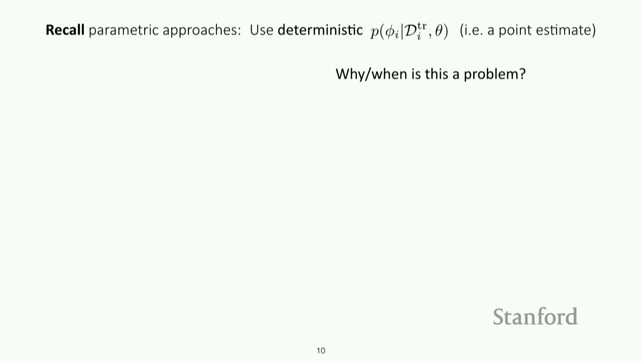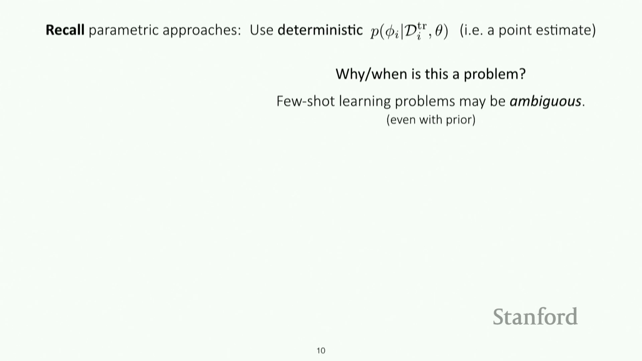When is this a problem, or why is this a problem? Well, there are some situations where we need more than just a point estimate. So, for example, some few-shot learning problems may not be fully determined by their data. And in particular, because you're in the few-shot learning regime, it may be that the underlying function is ambiguous given the evidence that you have and your prior information.